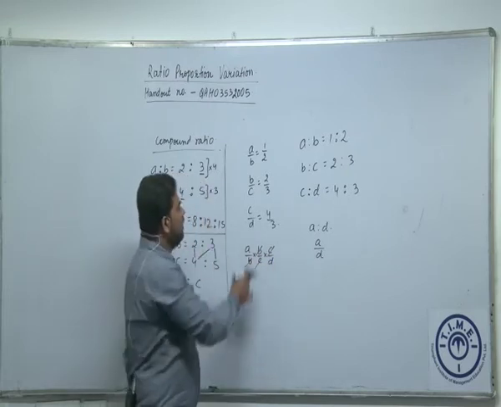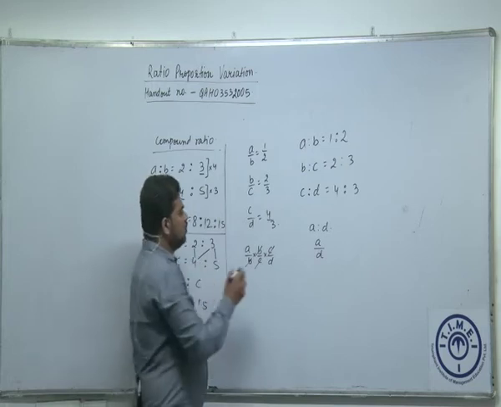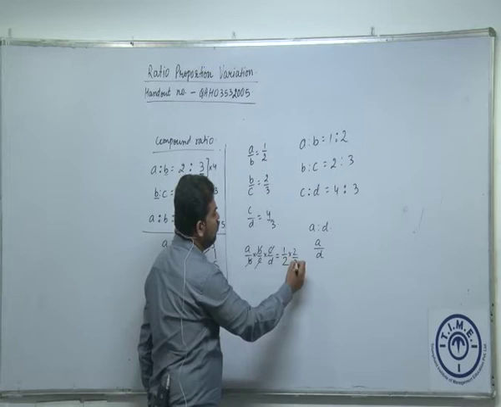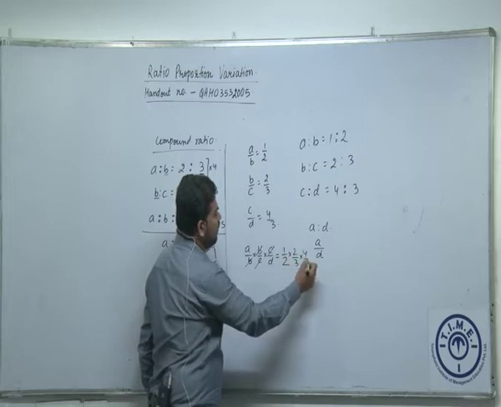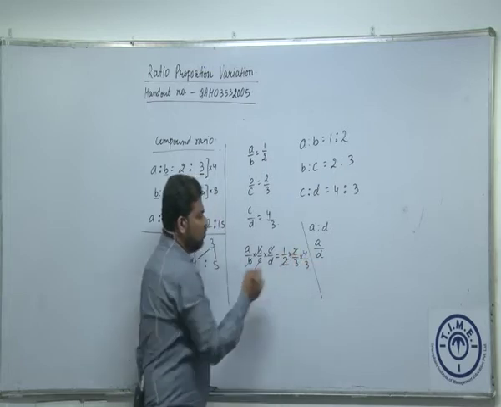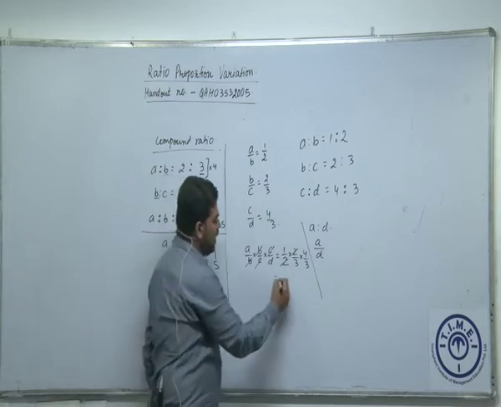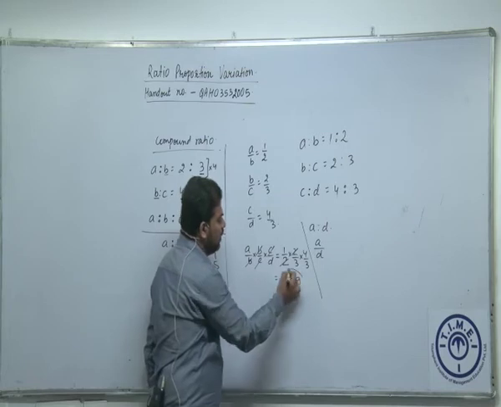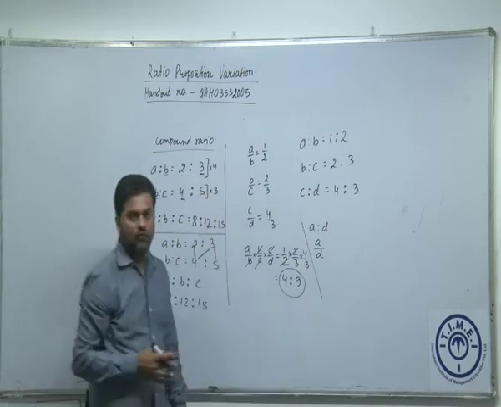So what have we done? Multiplied these three fractions. So the same thing has to be done on the right hand side. So it is 1 by 2 multiplied by 2 by 3 multiplied by 4 by 3. So 2 cancels with 2. So we'll get 4 by 9. Can we write 4 by 9 as 4 is to 9? So we'll get the ratio of A is to D as 4 is to 9.